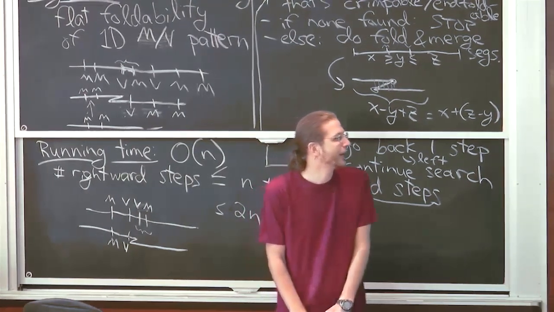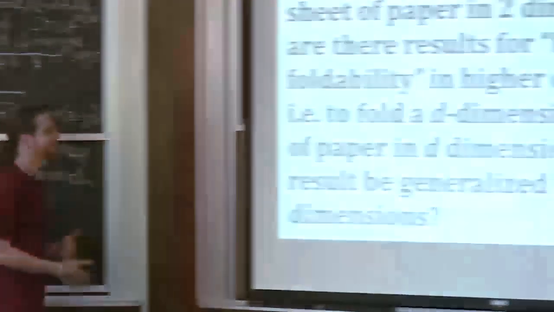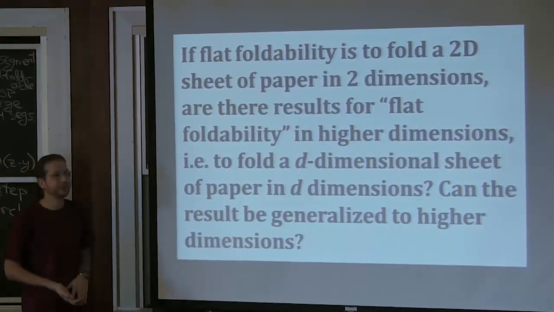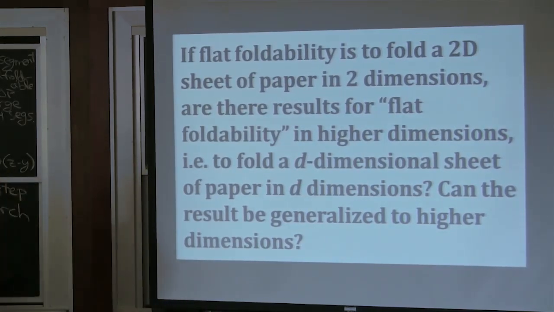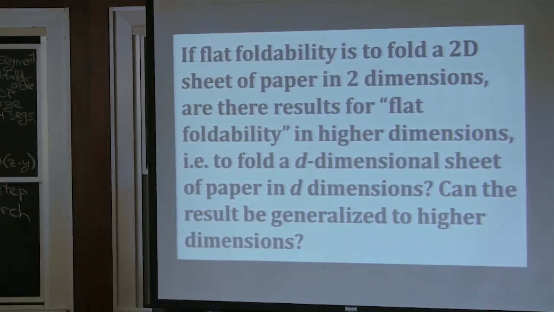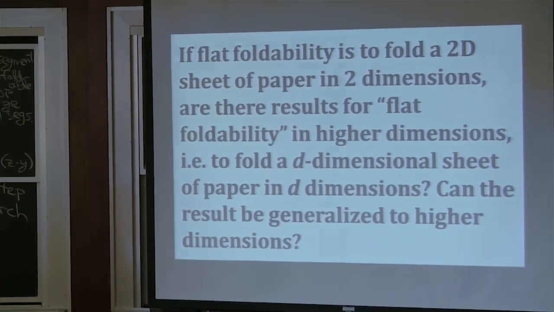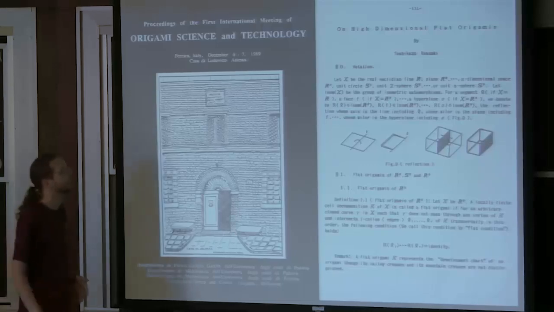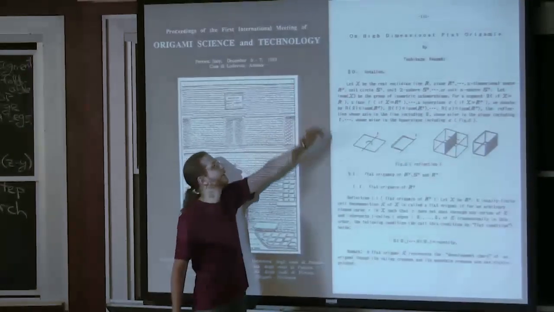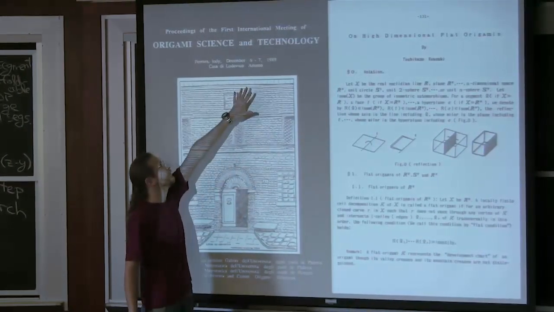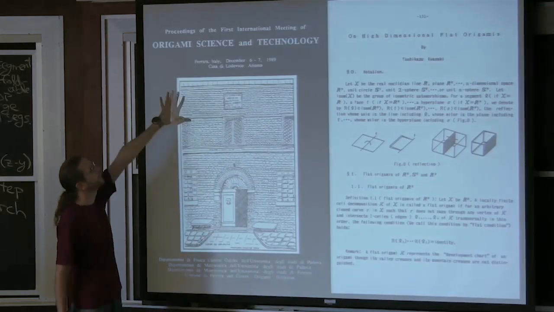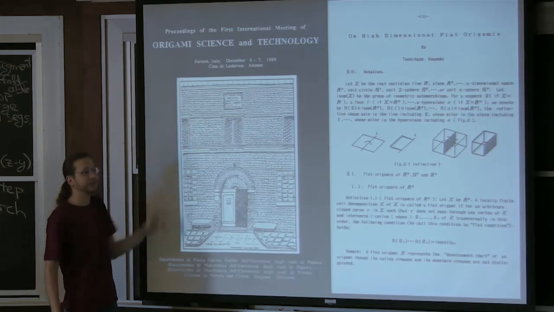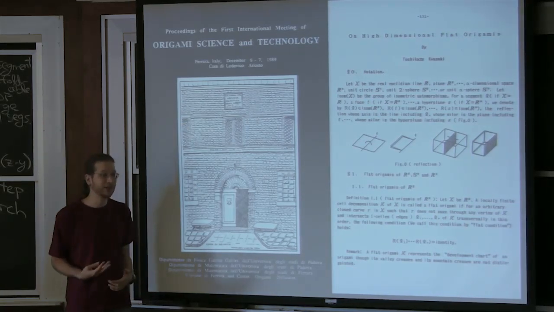Next question is about higher dimensions. So I mentioned briefly, you can do higher dimensional origami. Not much is known about it. So a natural thing to ask about is flat foldability for higher dimensions. And there are exactly 2 papers about this. Well, maybe even just one. The old one is this paper by Kawasaki, same guy as Kawasaki's condition. And this is in this book. This is a hard book to get a copy of. First International Meeting of Origami Science and Technology. These days it's called Origami Science, Math, and Education, OSME.